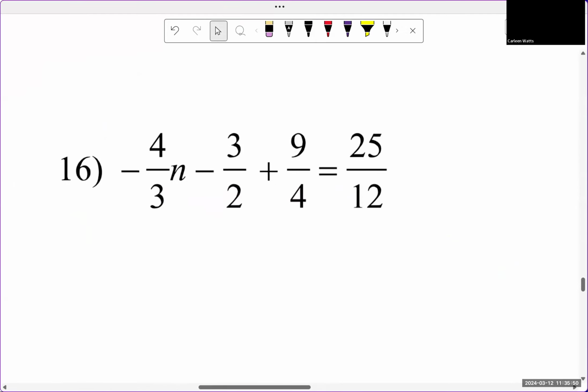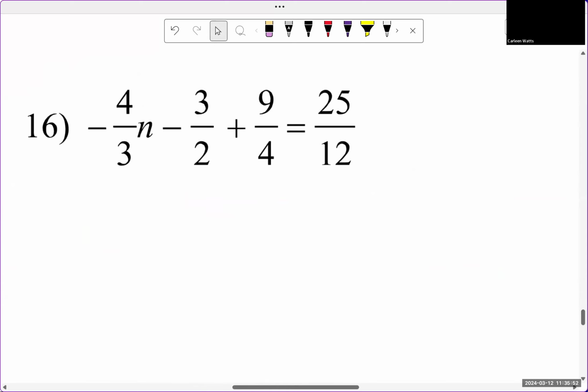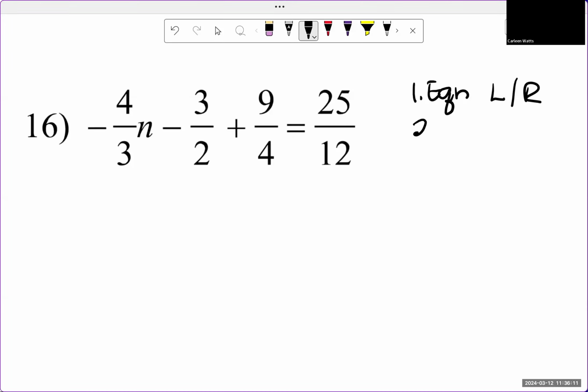But there's a whole lot of fractions going on here. And I can't make a Venn diagram because I have too many numbers. But first, this is an equation. I'm going to do the same to the left as I do to the right. So I need the least common denominator or least common multiple.